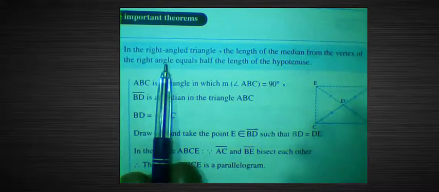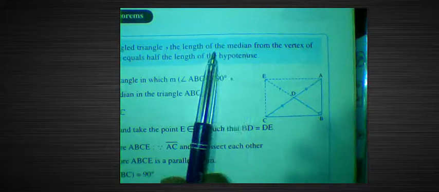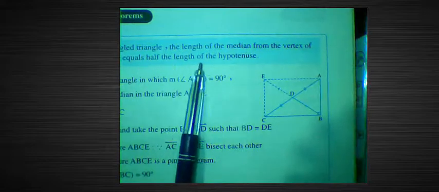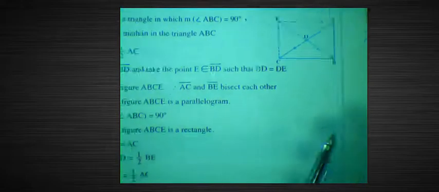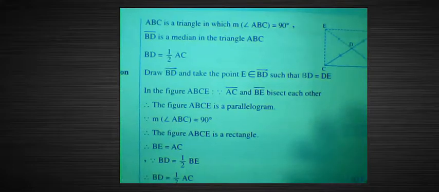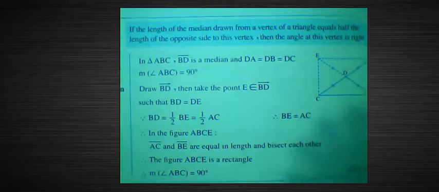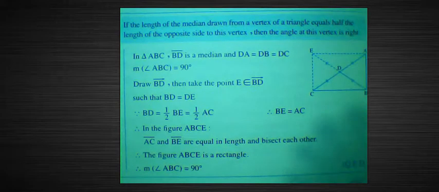In the right angle triangle the length of the median from the vertex of the right angle equals half the length of the hypotenuse. دي الرول ودي الإثبات بتاعها. Proofs of the important theorem. اوكي، هو نادرا يعني ما بيجي في الإكزام يا ولاد، ولكن هو موجود معانا اهوه وفي الفيديو ذاكره.